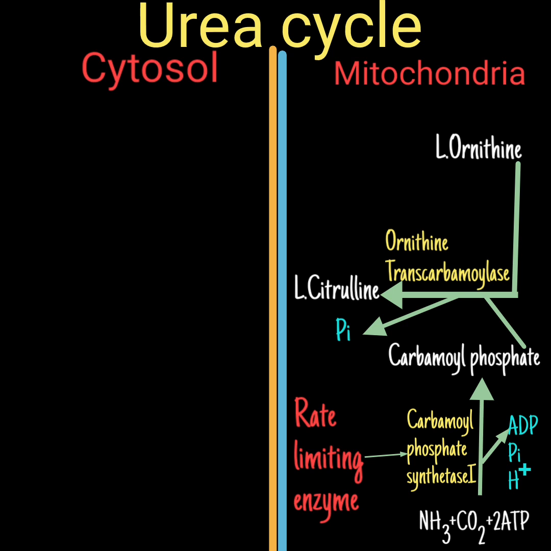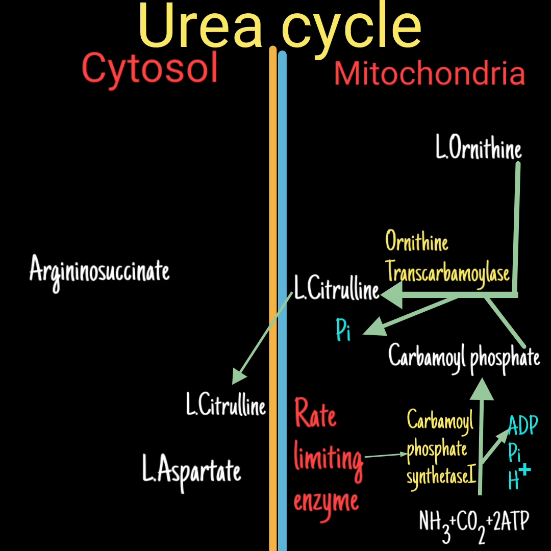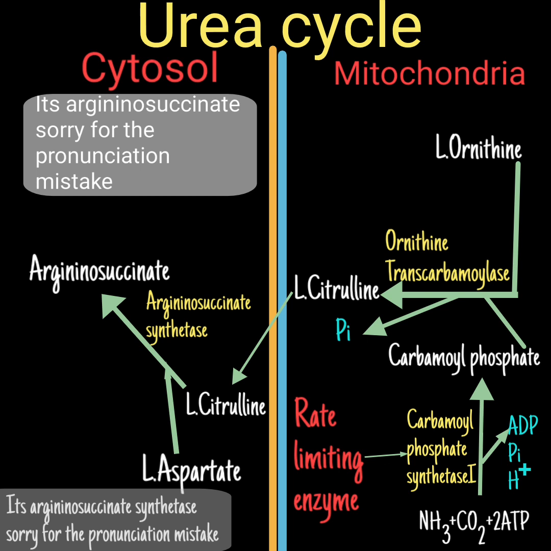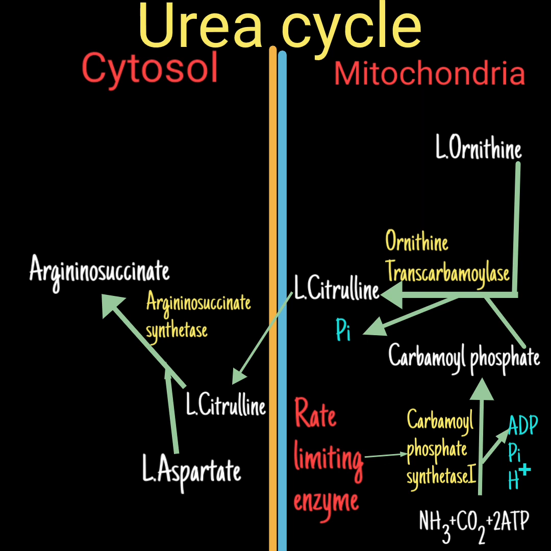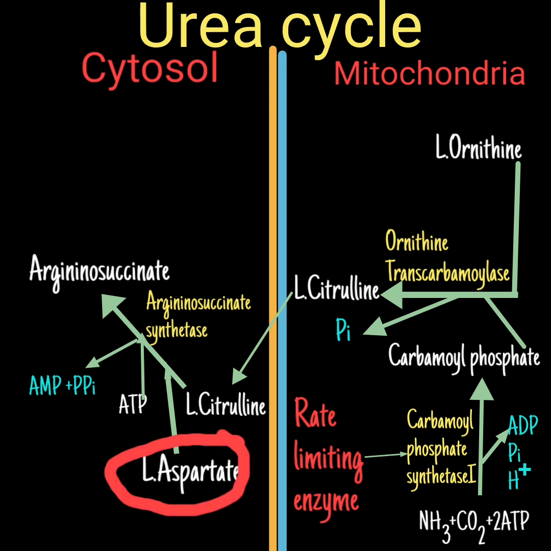After this, L-citrulline or levocitrulline is transported across the mitochondrial membrane with the help of a co-transporter, and it reaches the cytosol. Then L-citrulline reacts with aspartate to form argininosuccinate in the presence of the enzyme argininosuccinate synthetase. As we have a synthetase enzyme, this step consumes ATP and gives AMP and PPi, that is pyrophosphate, as the byproduct. And similarly, the other nitrogen of the urea is supplied by the amino acid aspartate or L-aspartate.